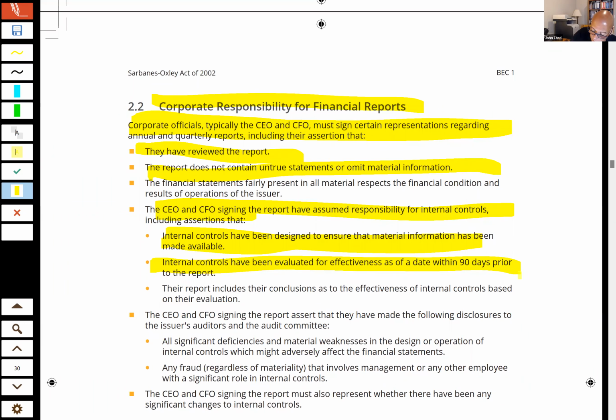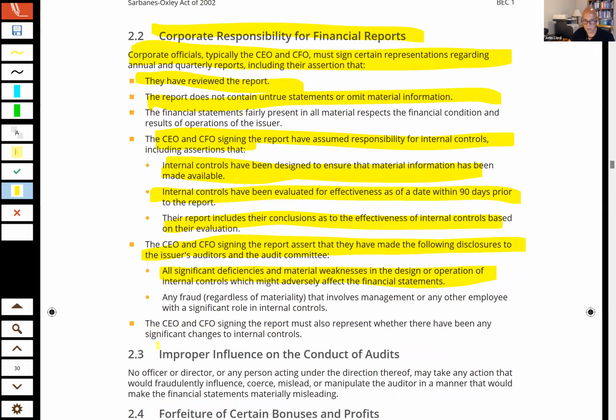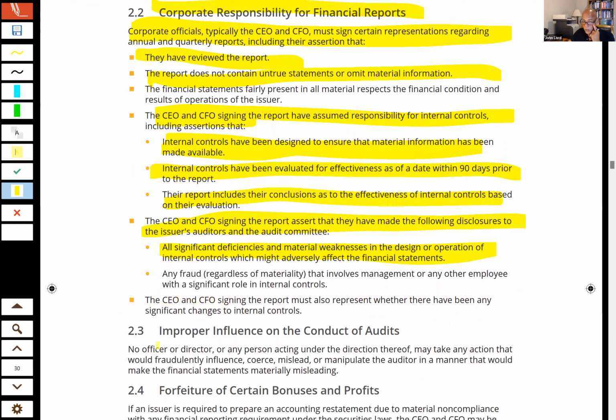And then that the controls are effective. The CEO and CFO also have to sign that if there were deficiencies in the internal control, and notice here they use the AICPA auditing standards term, the U.S. auditing standard term, significant deficiencies, that those have been reported, any fraud has been reported, and whether there have been significant changes to the internal control.